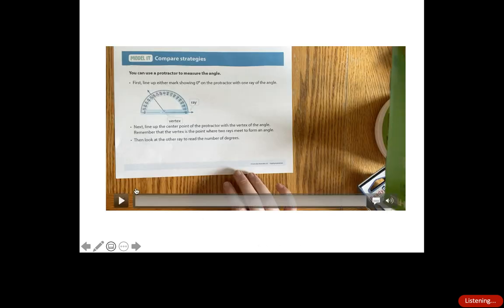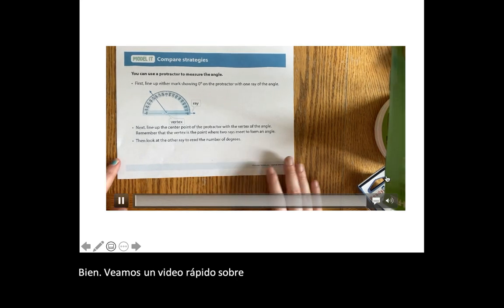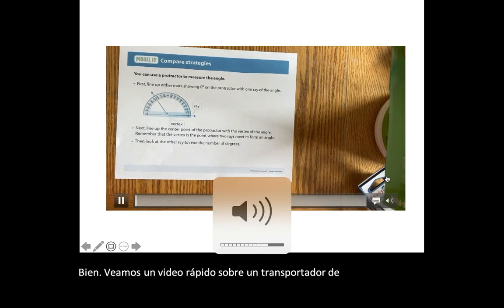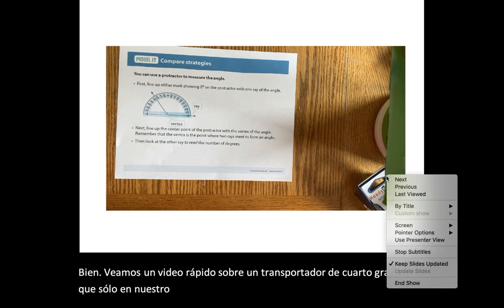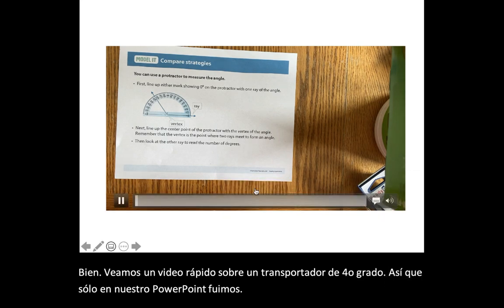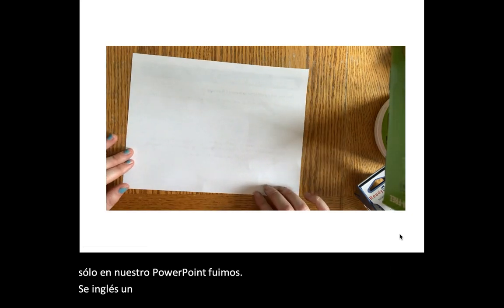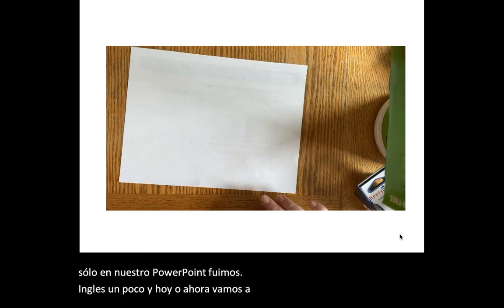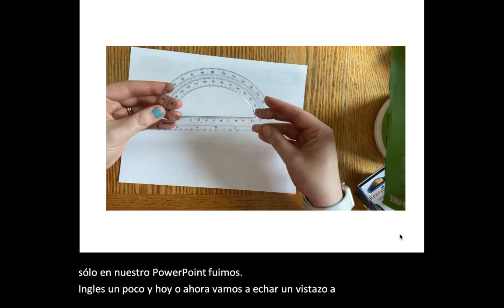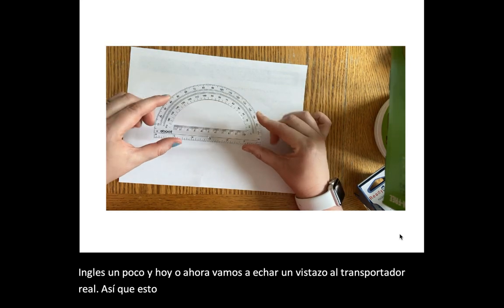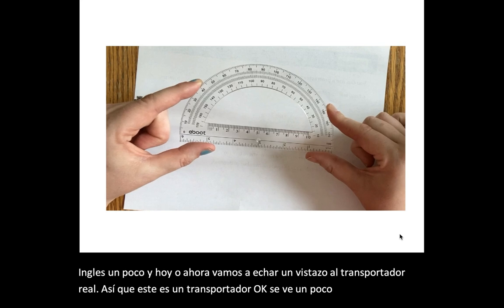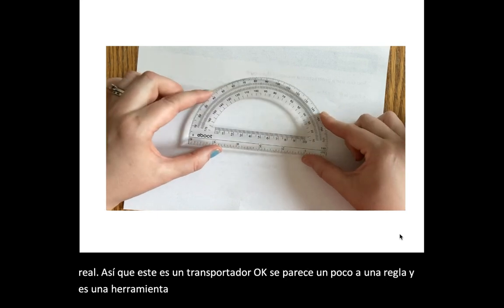All right, let's watch a quick video about a protractor. Hi, fourth graders. So we just in our PowerPoint went over the angles a little bit. And now we're going to take a look at the actual protractor. So this is a protractor. Okay, it looks a little bit like a ruler, and it's a tool used for measuring and drawing angles.